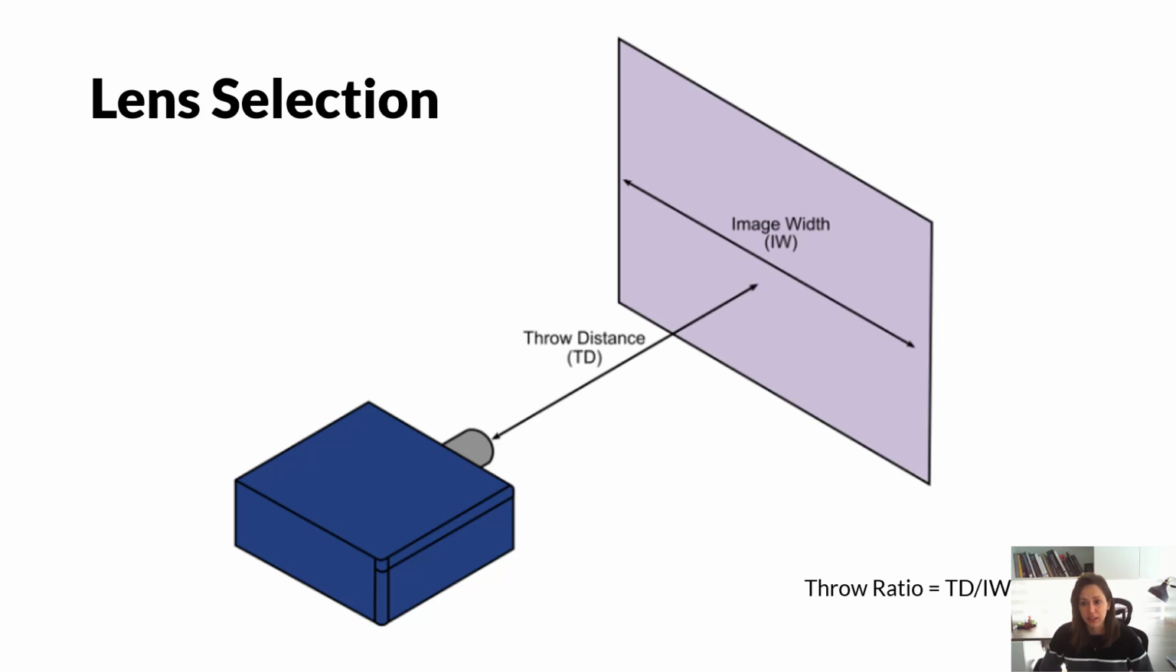The throw ratio is calculated as throw distance, TD, over image width, IW. What does that represent? You can think of the throw ratio as the distance at which you'll be able to project a 1 meter wide image. So a throw ratio of 2.4 produces a 1 meter wide image at 2.4 meters from the projector, while a throw ratio of 14.83 produces a 1 meter wide image at 14.83 meters from the projector. So, throw ratio is inversely proportional to image size. The larger the throw ratio, the smaller the image will be.